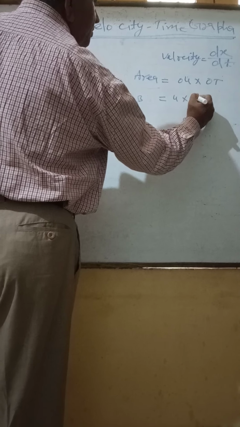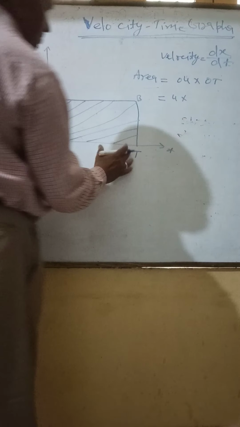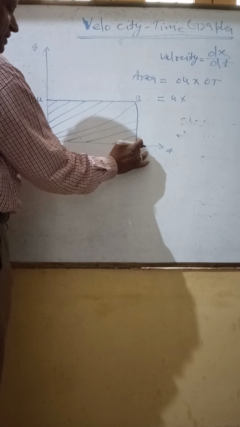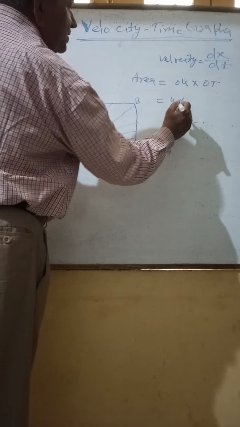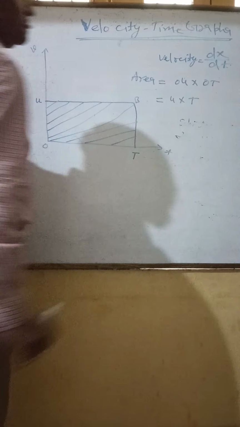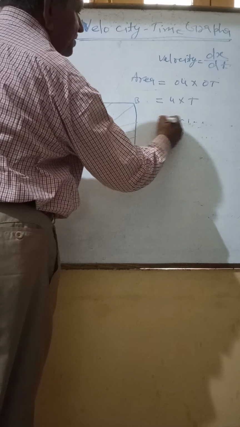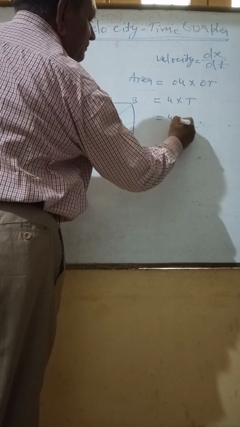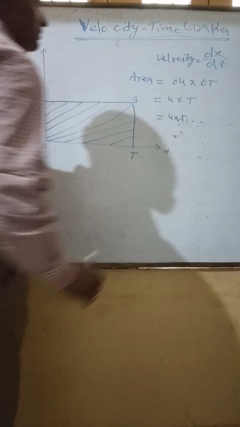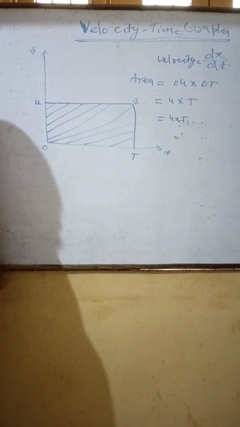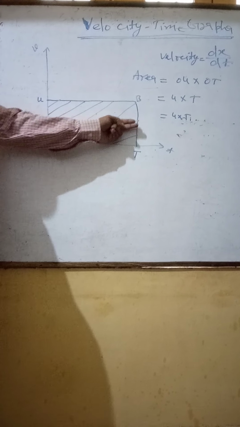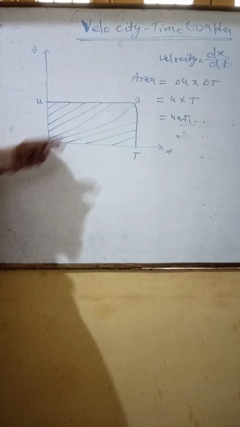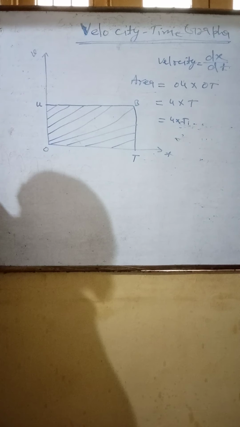That means u into T, where T is the time represented on the x-axis. So area is equal to u into capital T, and u into T will give the displacement. It is a very interesting aspect of this velocity time graph. How is it happening?